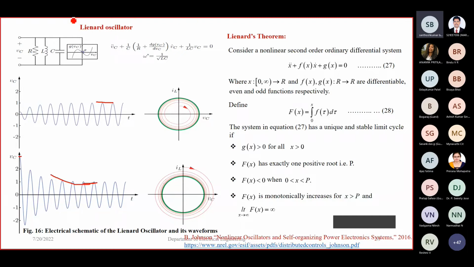And here one theorem is there, the Lienard theorem. If the oscillator satisfies this theorem, then we call it a Lienard oscillator. If the oscillator does not satisfy this theorem, we cannot say. Once any oscillator satisfies this theorem, it will give a unique and stable limit cycle, and that limit cycle will be the modulating signal of the inverter. So by using this theorem, we can understand whether it will give one stable limit cycle or not.